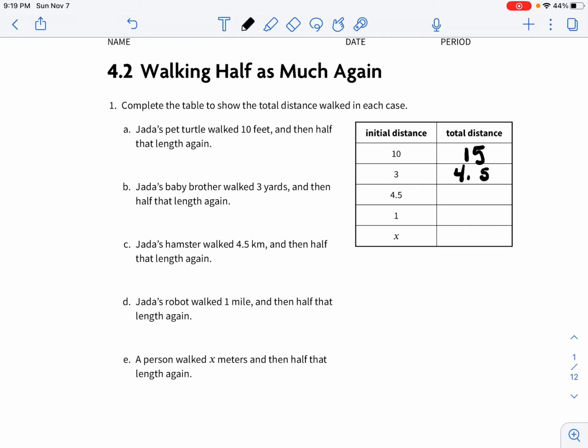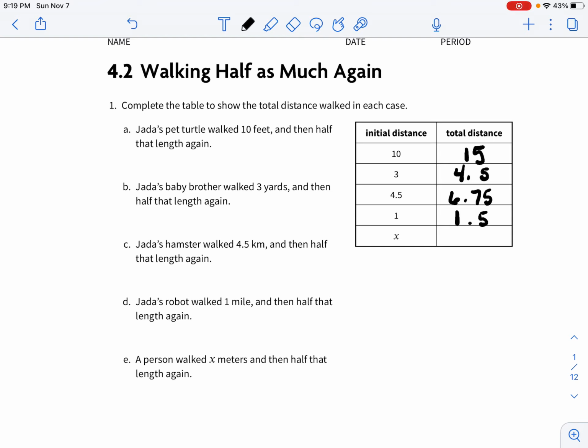Jada's hamster walked 4.5 kilometers and then half that distance again. So 4.5 plus half of that, which would be 2.25, so that would be 6.75. Jada's robot walked 1 mile and then half that again. Half of 1 is 0.5. So altogether that'd be 1.5.